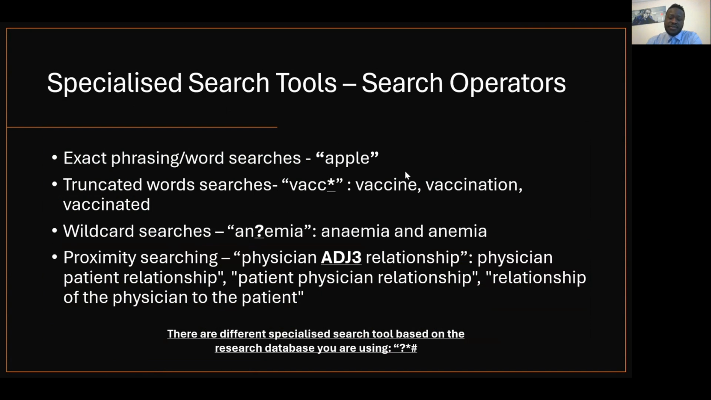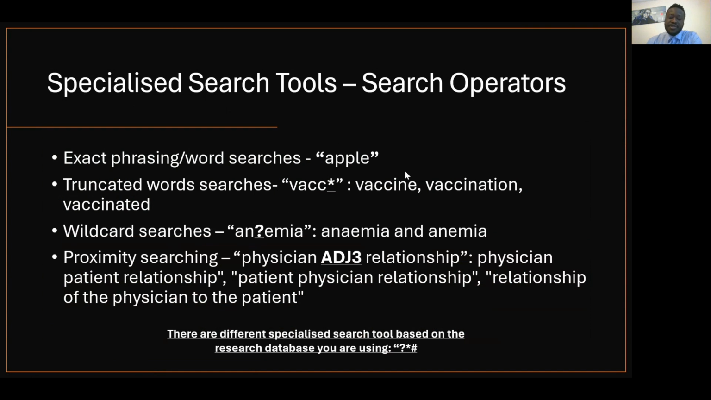Another operator you can use is for truncated words. For example, instead of your search strategy including the words vaccine, vaccination, vaccinated, since the stem of the word is vaccin, you can add a truncation. In some databases, that's essentially adding a little star after the word, and the search will then automatically include the prolongation of those words. So if you use vaccin*, you include vaccine, vaccination, and vaccinated.